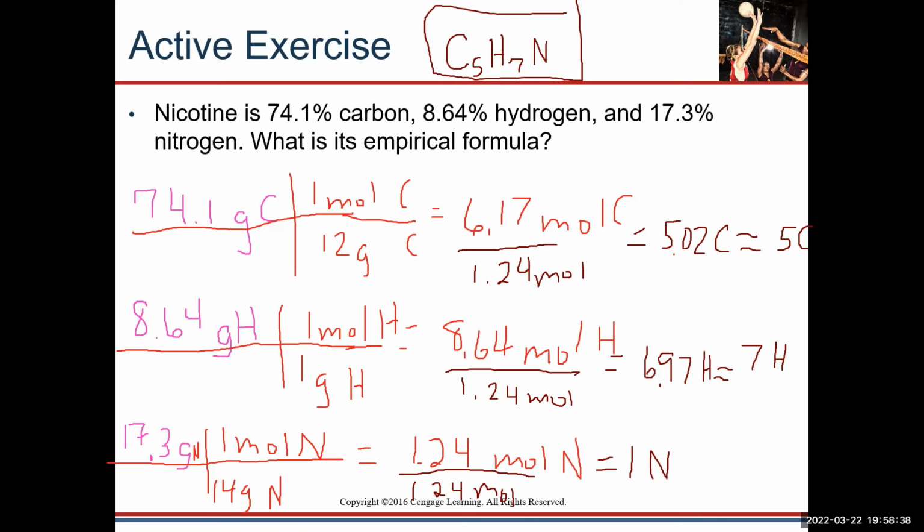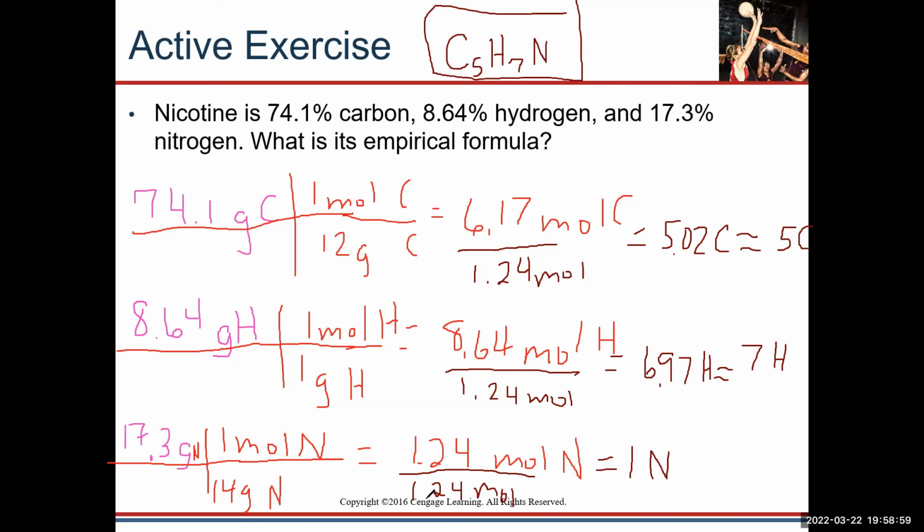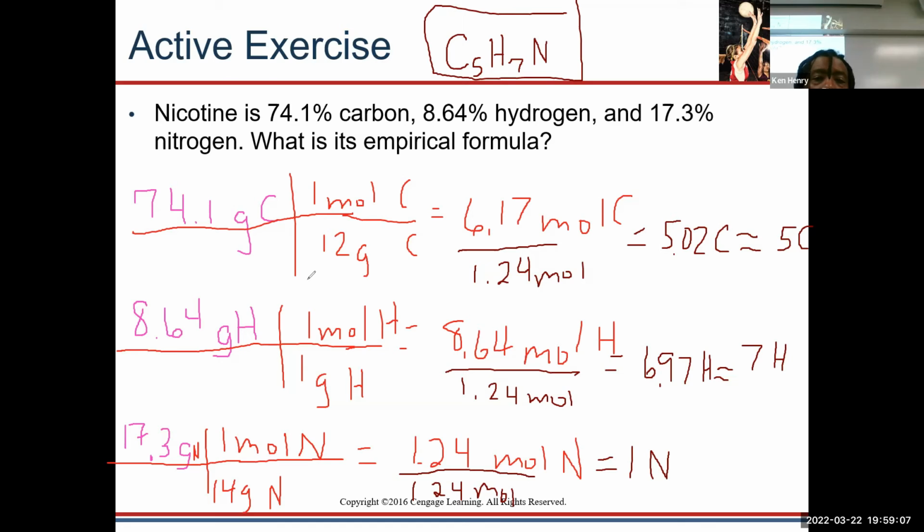I have a question. I understood how to get the answer, but how do we know which number to put under the mole? For the first step, it was 1 mole over the 12 grams, then 1 gram and then 14 grams. How do I know which one to put under the mole?